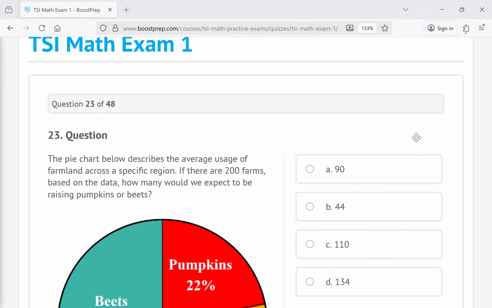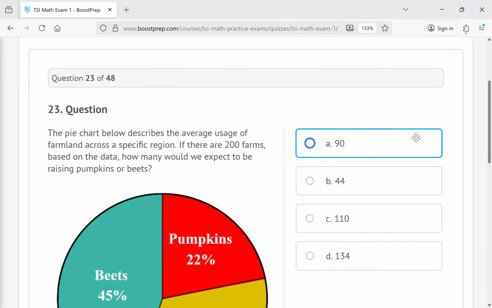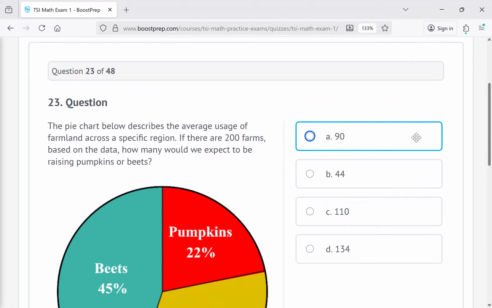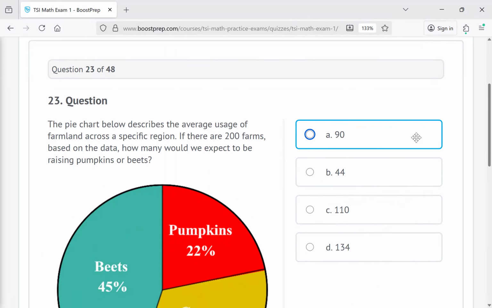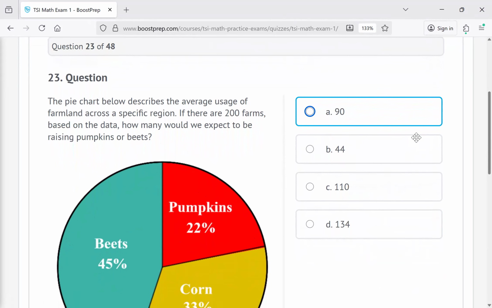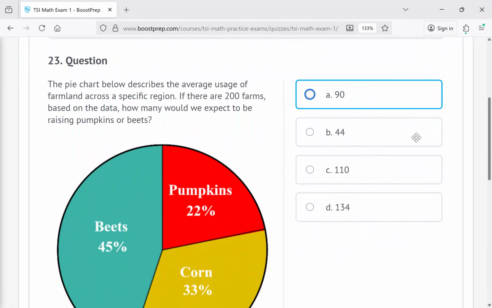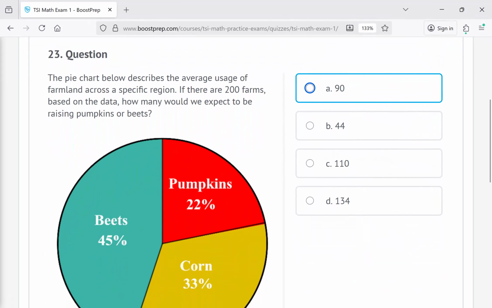Question 23. We have a pie chart below that describes the average usage of farmland across a specific region. If there are 200 farms based on the data, how many would we expect to be raising pumpkins or beets? It's basically beets is 45%, and then pumpkin is 22%, right? And then you just times that by 200.